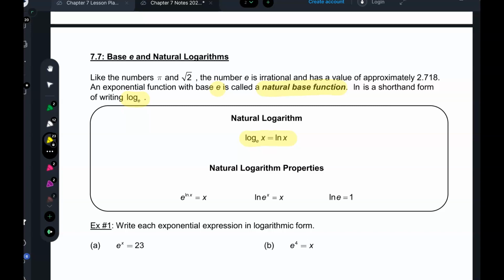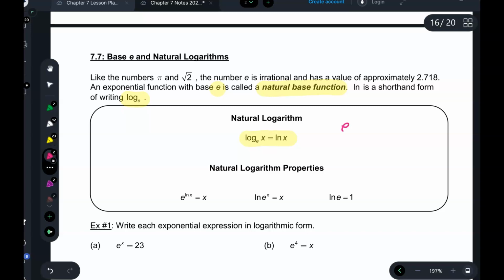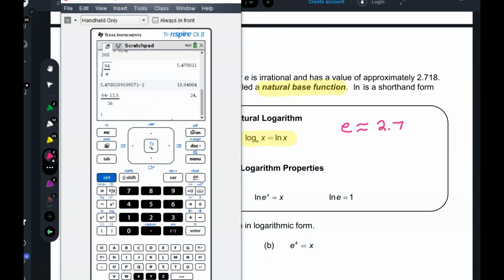E, just so we know, E is approximately 2.718. If you look on your calculator, you see where the logarithm buttons are? Yes. Okay, there's a button here, and if you press that button, it automatically gives you E with a place for an exponent. So if I said, oh, what's E to the first power? That's going to give you that approximation, okay?